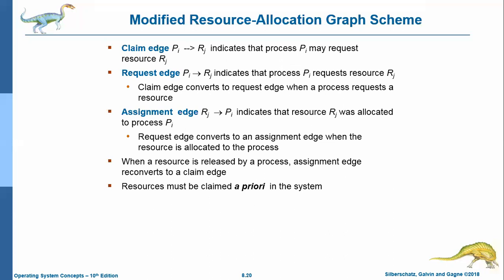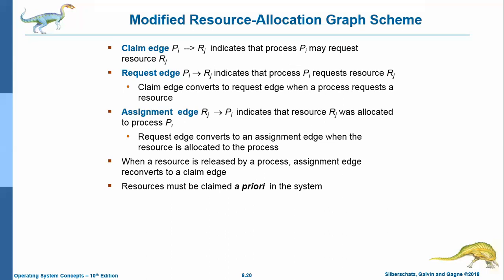So let's see the first case when we have a single instance of every resource type. In this case, we will use a modified resource allocation graph. As discussed earlier, a resource allocation graph will have three types of edges: claim edge, request edge, and assignment edge.